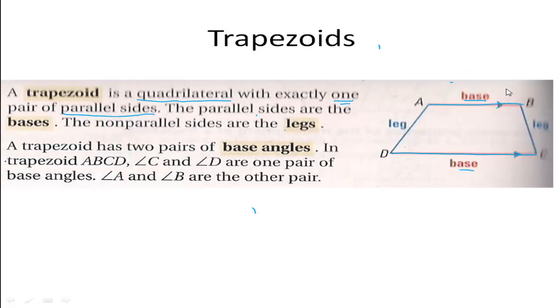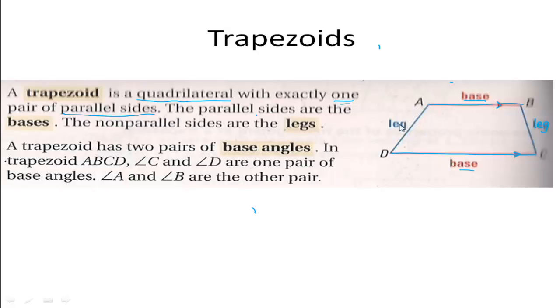The other 2 sides, which are not parallel, you can see that if I continue this line infinitely and this line infinitely, they will intersect somewhere out in space. So they're not parallel. These non-parallel sides are called legs. So here's one leg and here's the other leg. So the parallel sides are called base and the non-parallel sides are called legs.